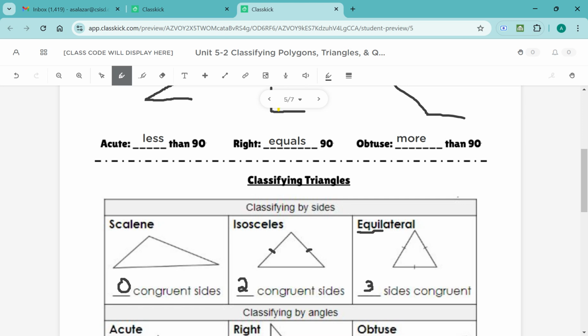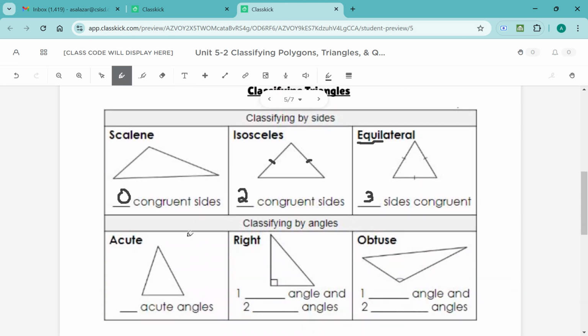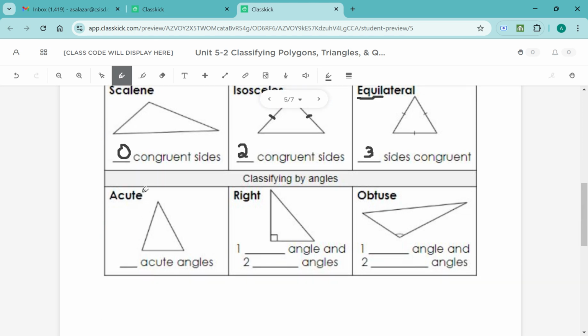We can also name triangles based on their angles. So we have an acute triangle right here. Acute triangle means all of its angles, where the sides come together, are going to form angles that are less than 90 degrees. That's what an acute angle is, right? Less than 90 degrees. And notice all of these are acute. None of them open up more than 90 degrees.